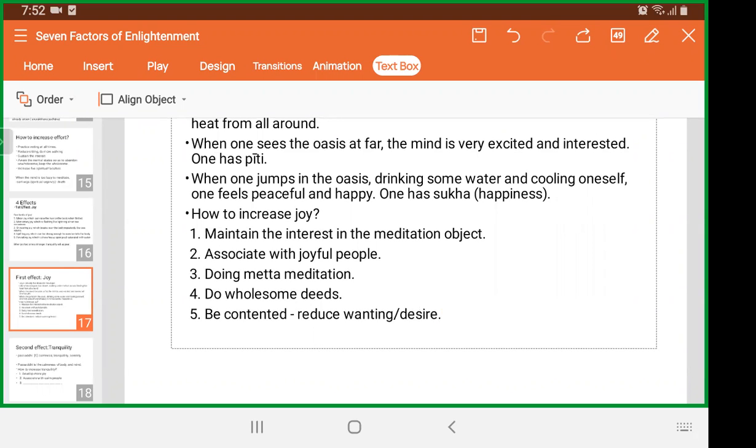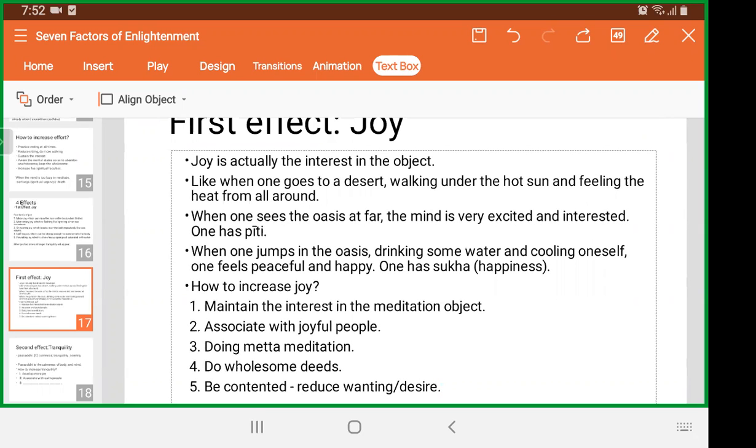Okay, so does everybody understand joy? Just remember joy means being interested in an object. Joy and happiness are different. That's why I made a mistake. I should not have used the word happiness. Sukha is in the Abhidhamma; you learn the word sukha. Sukha and piti are not the same.